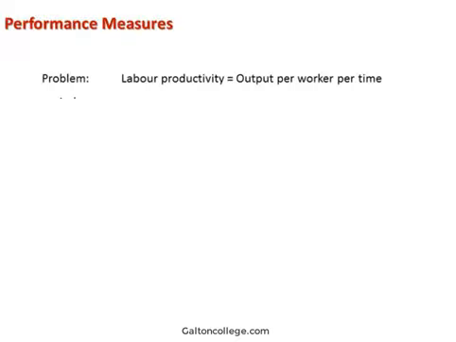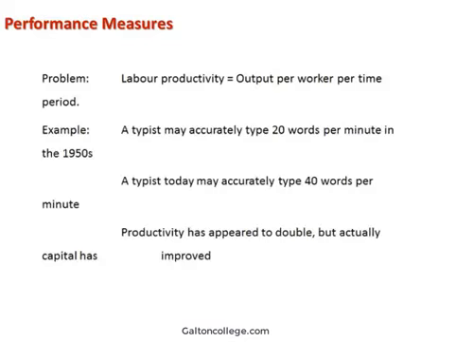So the problem is, well, labour productivity equals output per worker per time period. For example, a typist may accurately type 20 words per minute in the 1950s. A typist today may accurately type 40 words per minute. So productivity appears to double, but actually capital has improved. So when we talk about performance measurements, let's say we take productivity as a particular measure, we look at the productivity of the workers. And if the productivity is increasing, it's tempting to say that the workers have become more productive. But it could be that the machines have become more productive, not the workers.